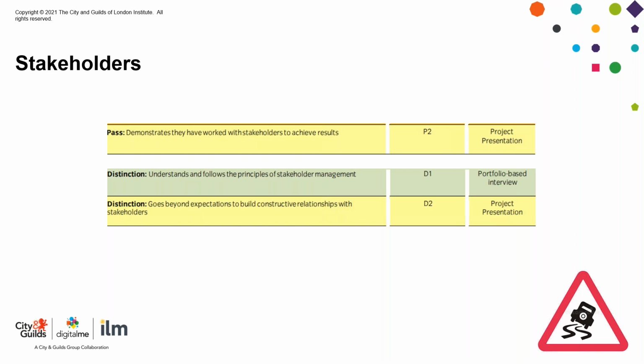The first distinction, for understanding and following the principles of stakeholder management, is a very tricky corner. Currently, few apprentices manage to evidence it. In these two assessment methods, understanding is not enough. There has to be evidence of applying the principles. So, for example, when managing their stakeholders, how was communication differentiated between different stakeholders and why? As this is a topic that may have to be explored in more detail, we expect it to be covered in the portfolio-based interview.